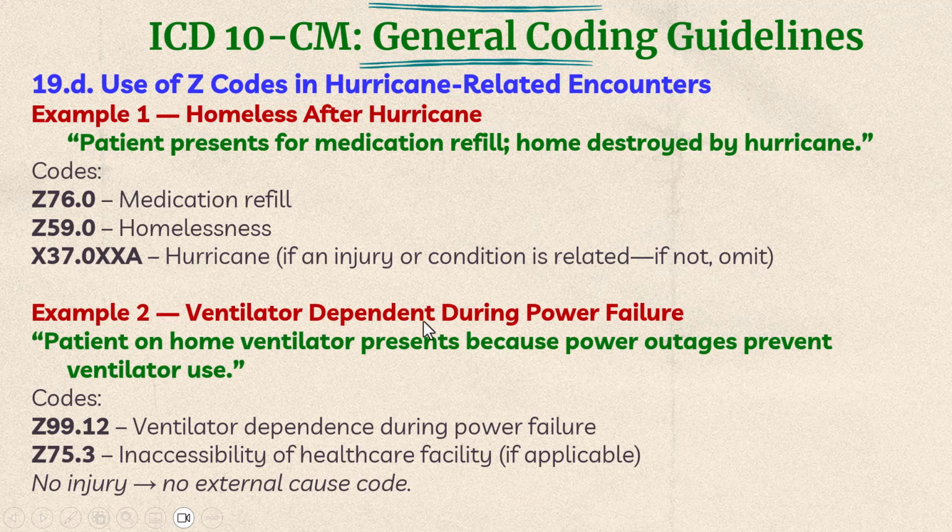Example 2, ventilator dependent during power failure. So documentation says patient on home ventilator presents because power outages prevent ventilator use. So here you have to code Z99.12, that is ventilator dependence during power failure, and Z75.3 inaccessibility of healthcare facility if applicable. So here no injuries, so no external cause codes.